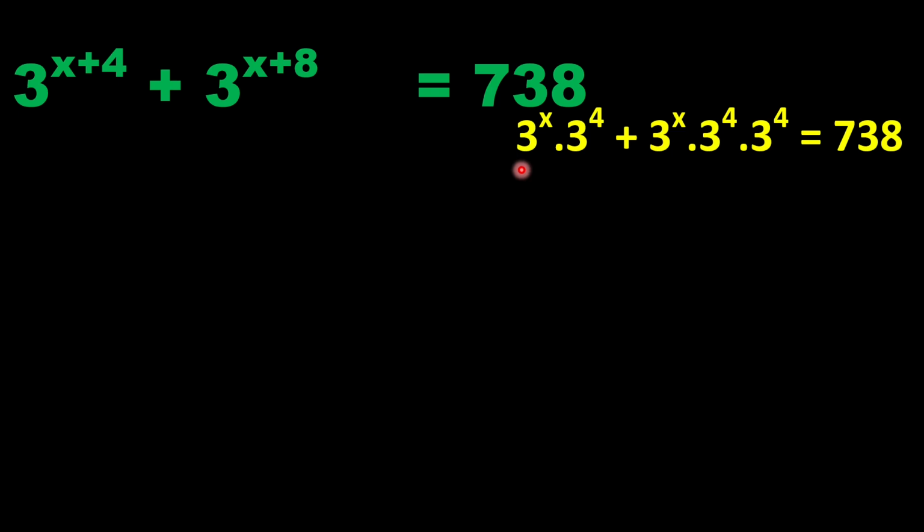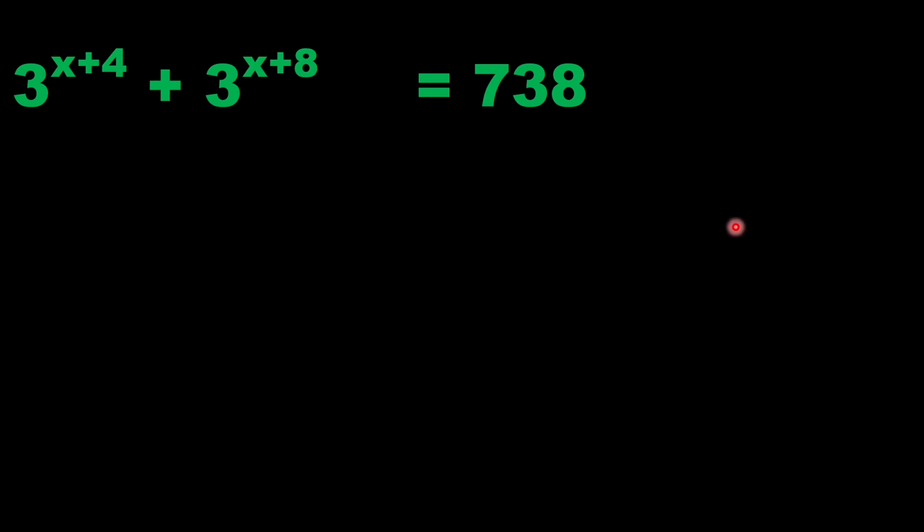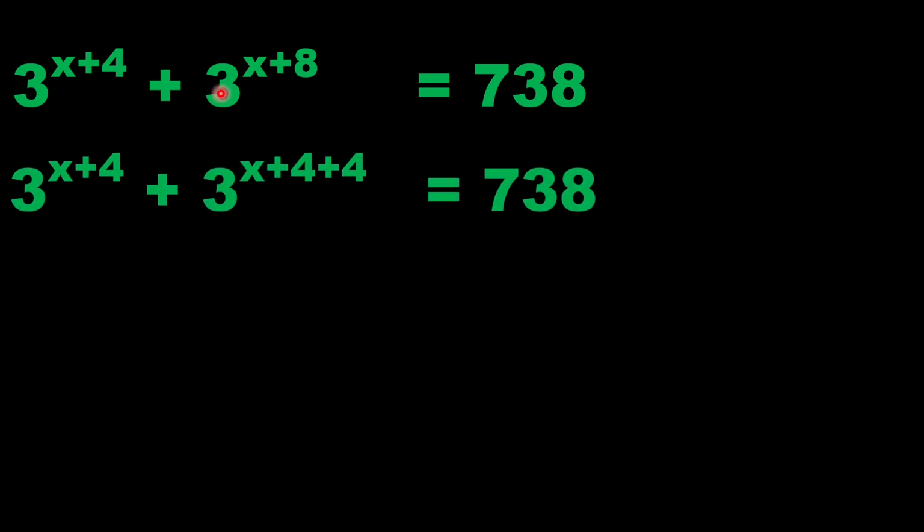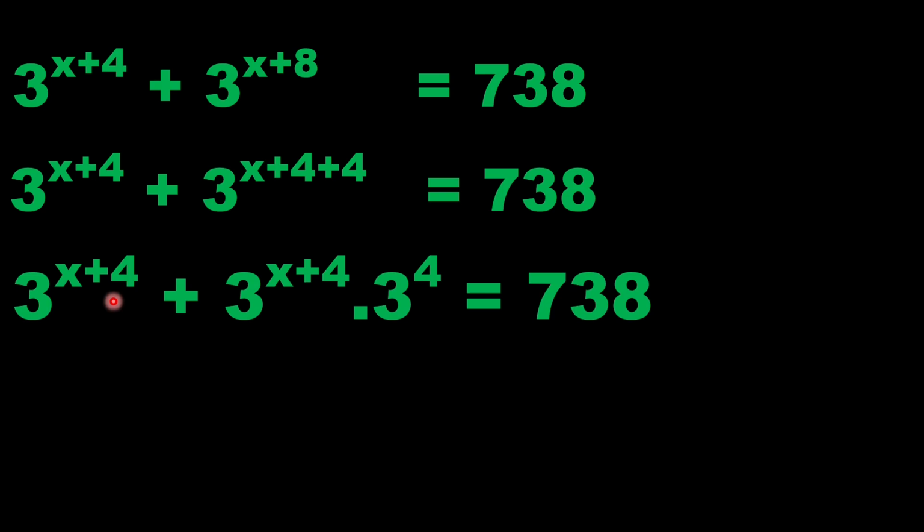So first of all, we can write this term as 3 raised to the power of x into 3 raised to the power of 4. And similarly, we can write this term as 3 raised to the power of x into 3 raised to the power of 4 into 3 raised to the power of 4, which means we have split this 8 into 4 plus 4, which equals 738.